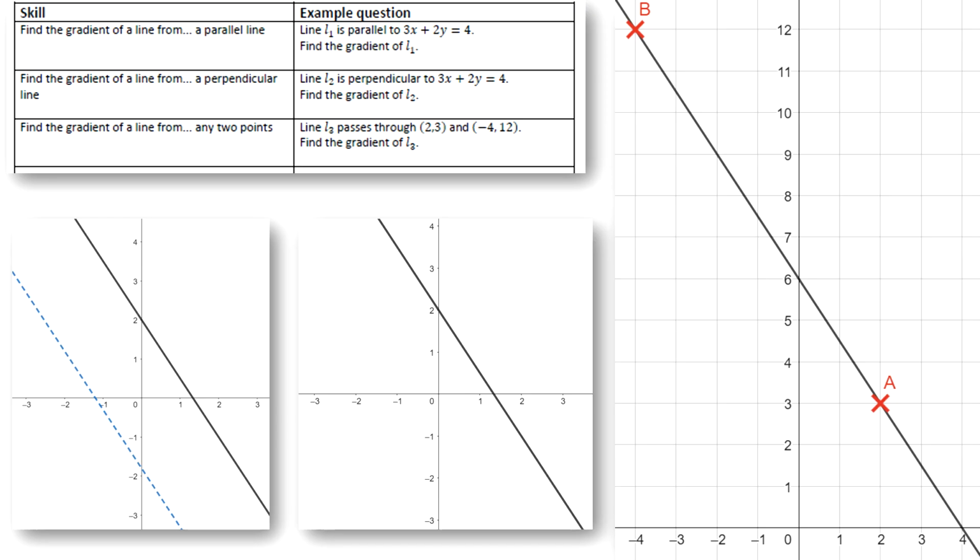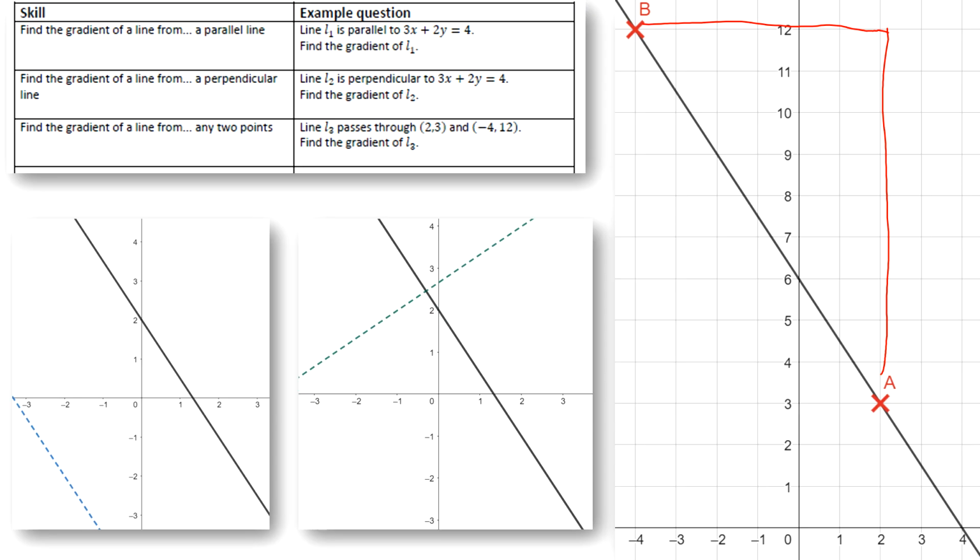Chances are you could make something quite nice out of this just by filling in a couple of extra lines. Then we've got a nice visual for how far you've gone along and how far you've gone up or down. If you can calculate those numbers, that gives you your gradient.